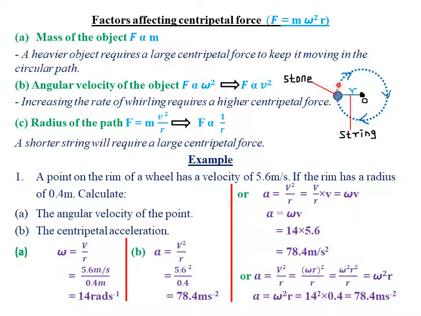So in order for you to rotate or to whirl this particular stone in the circular path at the highest speed possible, you need a very large centripetal force within your hand in order for that particular stone to rotate at the highest speed possible.